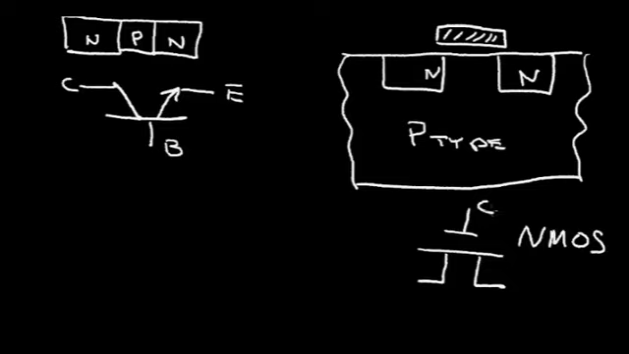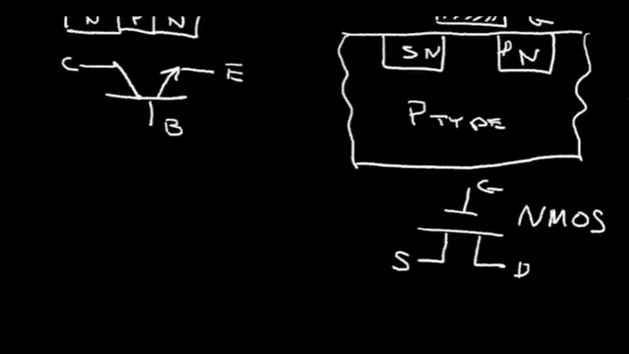This is called the gate. This material up here is called the gate. This can be called the source, and this region will be called the source. This will be called the drain, the drain region up here.